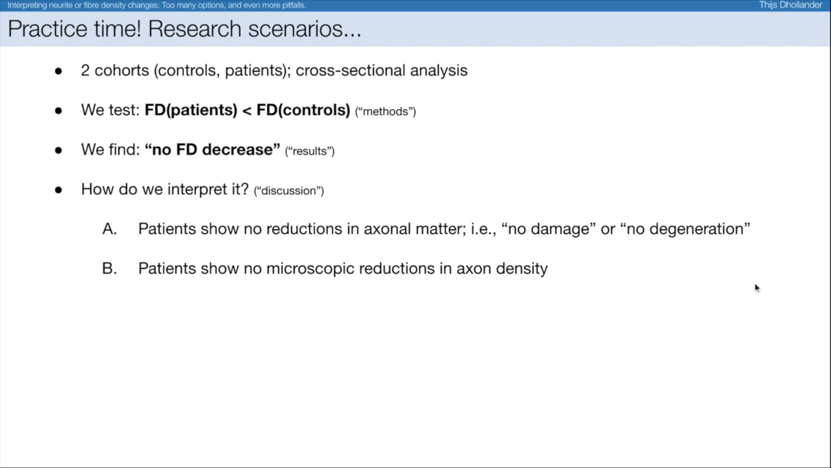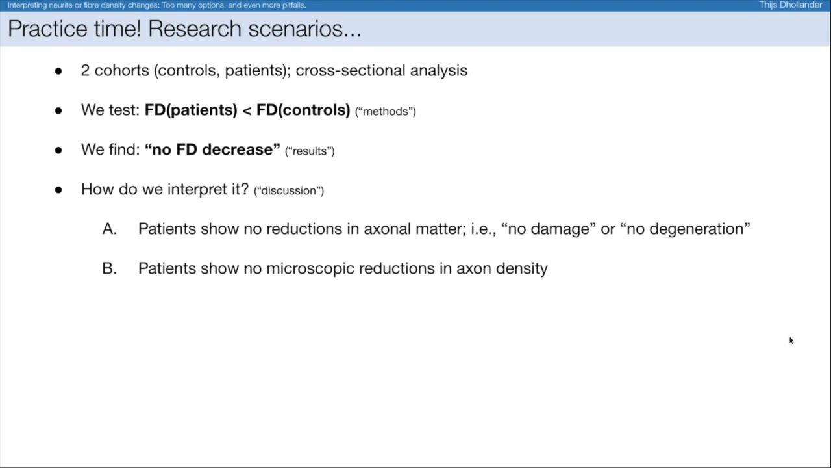Or what about this one? Patients show no microscopic reductions in axon density. So we're not saying then that overall they got less axons or whatnot. We just say we found no reductions in microscopic axon density because fiber density, so we stick close to it. So I'll give you a little bit of time. If you're watching this beforehand, this might be a good point to pause the video and give it a bit of thought. Otherwise, think quick.